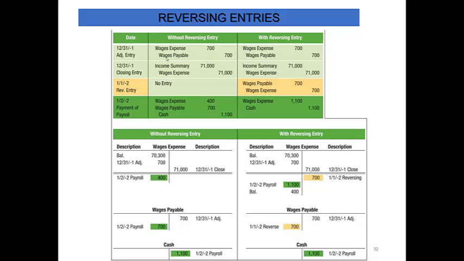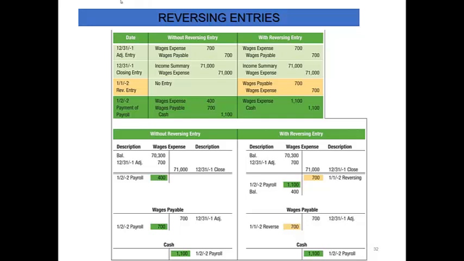Remember when we had to adjust wages for the amount of wages that were earned by employees but not paid? We debited wages expense and credited wages payable. So that wages payable account is a liability account that had a zero balance before we put the $700 in there. So this is the type of entry that should be reversed. So I'm going to show you what would happen if we did not reverse the entry and what happens if we do reverse the entry.